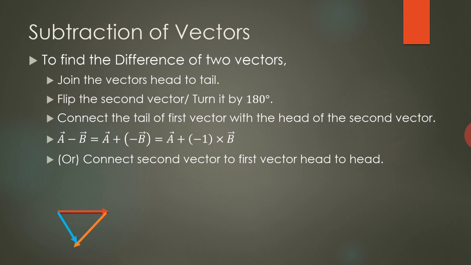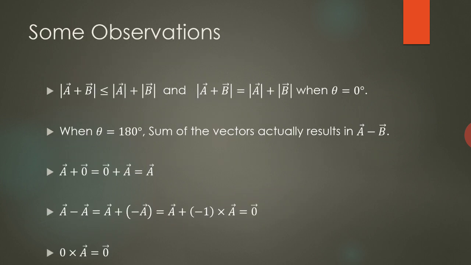Another simple method to calculate the difference of vectors is by joining the two vectors head to head, from the second vector to the first vector. If we see carefully, these two are also the same. Magnitude and direction are the same. So these are the two possible ways of calculating the difference of two vectors.